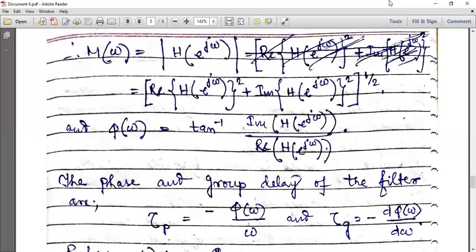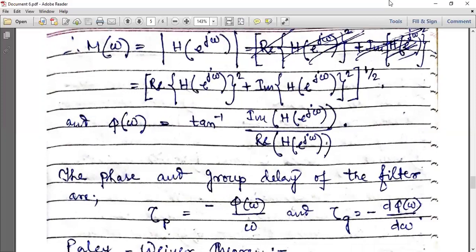Phase delay, group delay. Phase delay is denoted by the Greek letter tau, with suffix p. Group delay is denoted by tau with suffix g. So tau p is equal to minus phi of omega by omega, and tau g is equal to minus d of phi of omega by d omega. It's the derivative. Actually, group delay is the derivative of the phase.